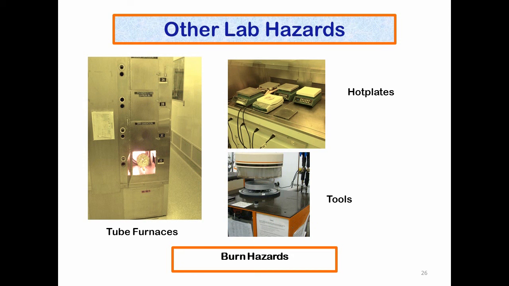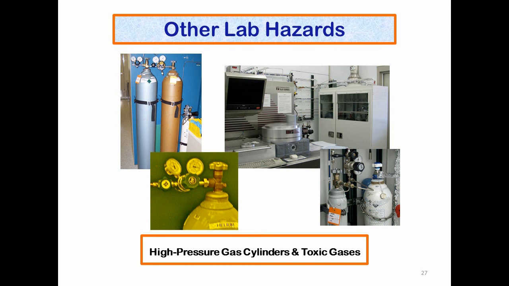Other hazards in the lab are burn type hazards. The tube furnaces operate at about 1200 degrees C, so please be aware that these are extremely hot. The hot plates operate at about 90 to 180 degrees C, so do be aware that these can be quite hot. Don't allow solvent bottles to drip onto the hot plates. And the plasma tools can have quite hot surfaces as well.